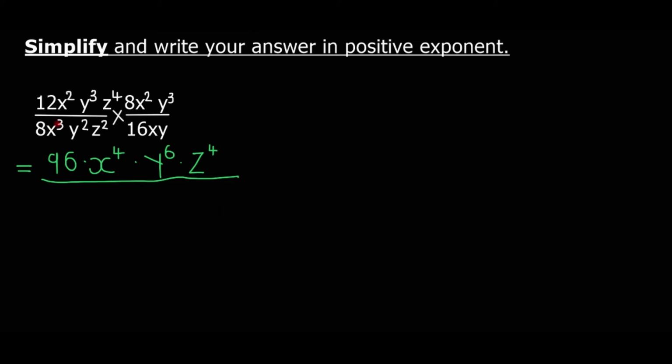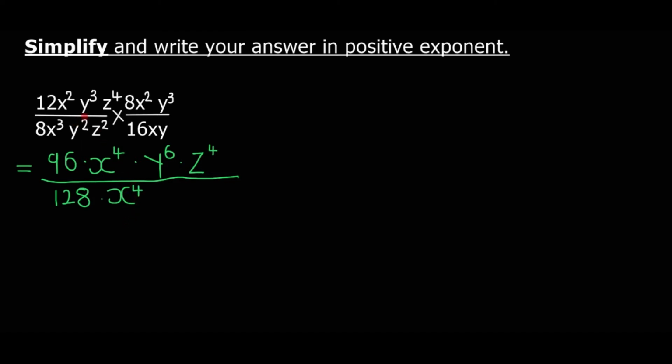We do the same thing. We multiply a number by a number. 8 times 16 is 128. And then we look at the variables, x and x. They have the same base, so we add the exponents. Remember any base that has no exponent has an exponent of 1. Therefore, we write x to the power 3 plus 1, which is 4.